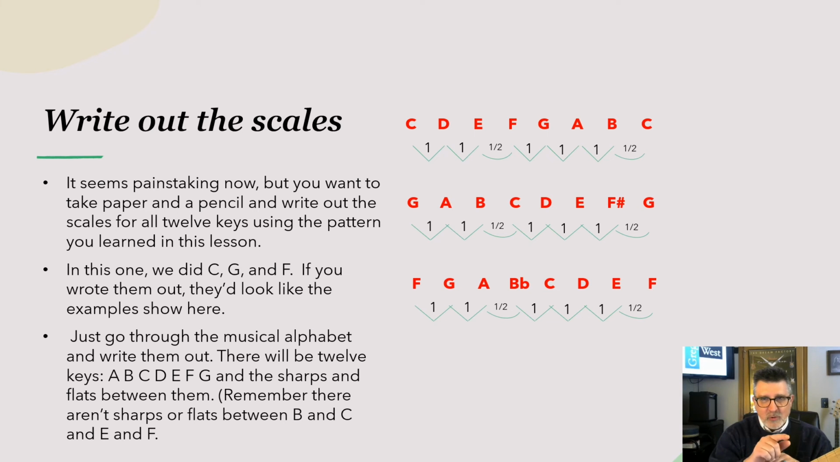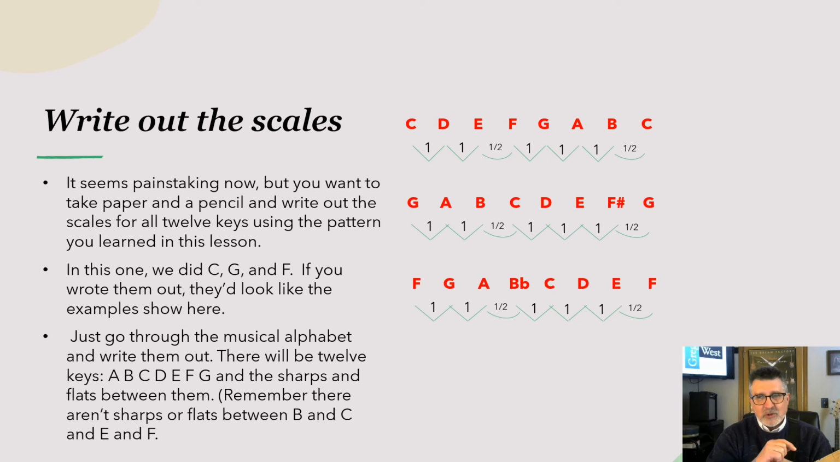2 whole steps, half step. 3 whole steps, half step. Write your whole letters of the alphabet underneath there, and then what you're going to do is you'll make the adjustments with flats and sharps in order to make the scales sound right. Just go through the musical alphabet, A, B, C, D, E, F, G, and the sharps and flats between them. Remember, there aren't sharps between B and C and E and F.